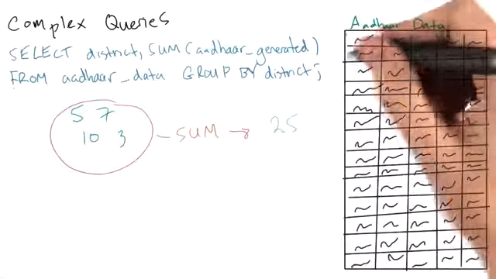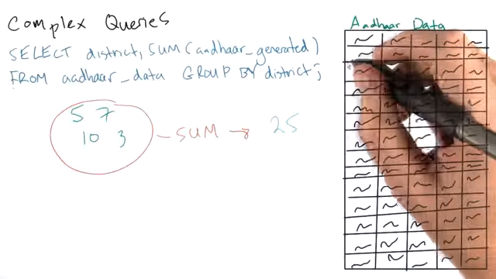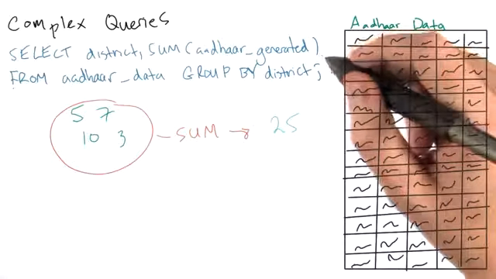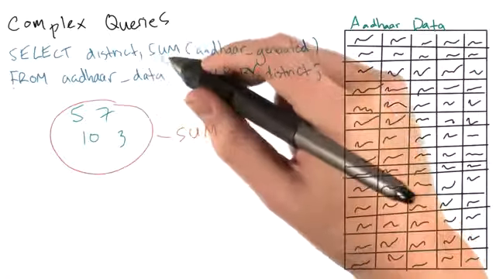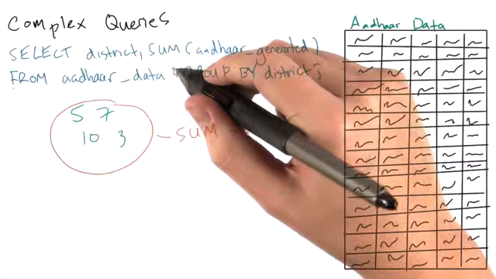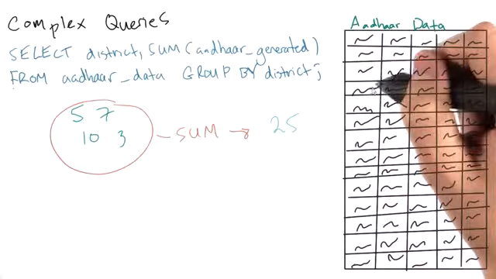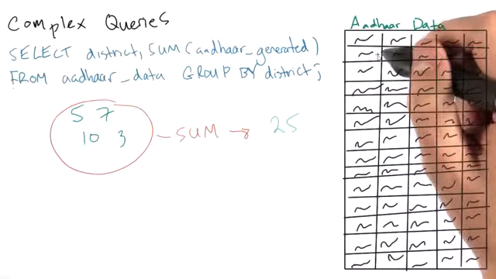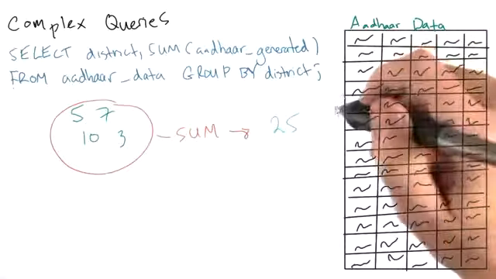But wait, every single row is only one number. So how do we get to collections of numbers? What we basically say here is take each distinct district, and then for all of the different values of Aadhaar generated corresponding to a row for that district, sum them up. So we start with our Aadhaar data table, take each district, and sum up the count of Aadhaar generated.